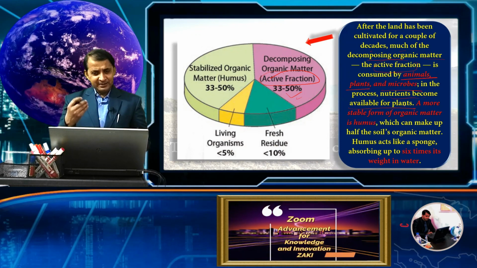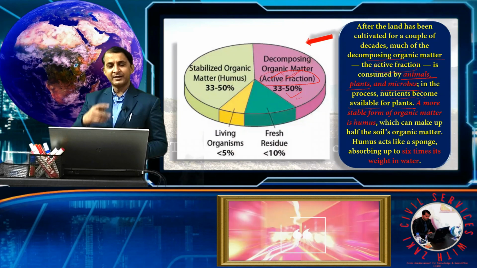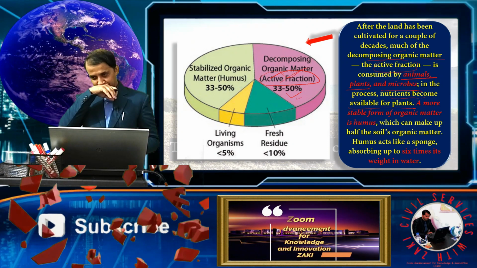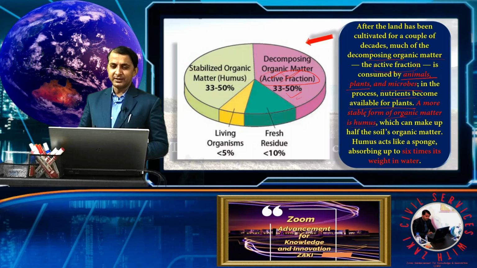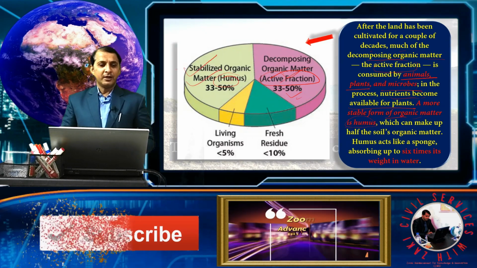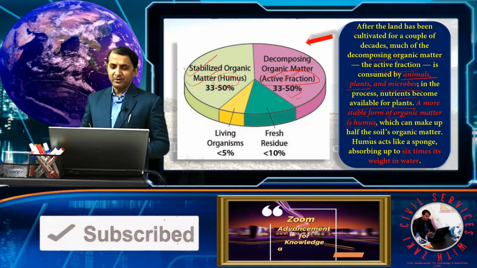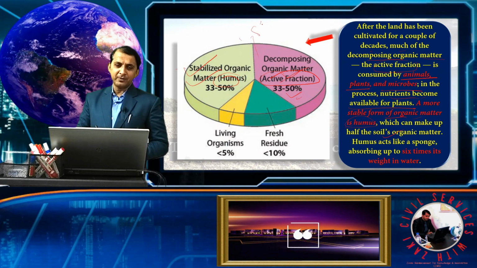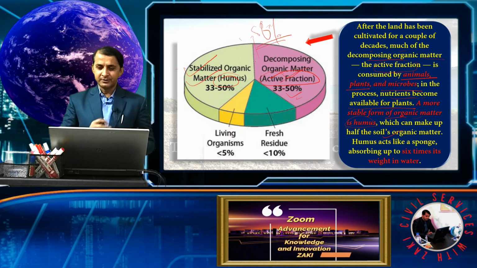So after decades, a more stable form of organic matter is humus. It is a stable organic matter, and the other is unstable. Together they make up half of the soil organic matter. As you know, humus is about 50% of the organic matter.